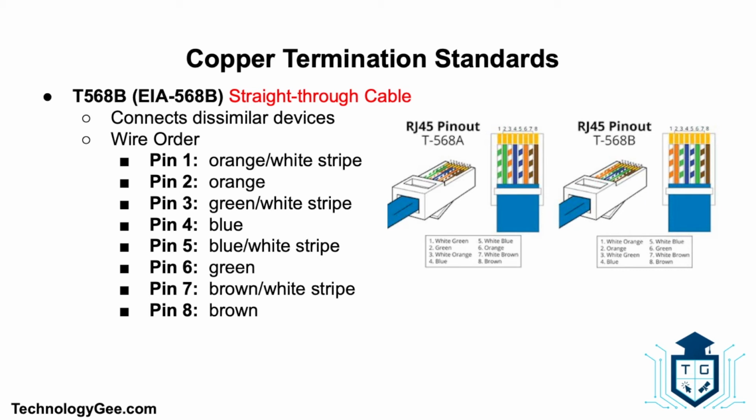You have pin 1, that's orange with a white stripe. Pin 2 is just an orange wire. Pin 3 is green with a white stripe. Pin 4 is blue. Pin 5 is blue with a white stripe. 6 is green. 7 is brown with a white stripe, and 8 is brown.